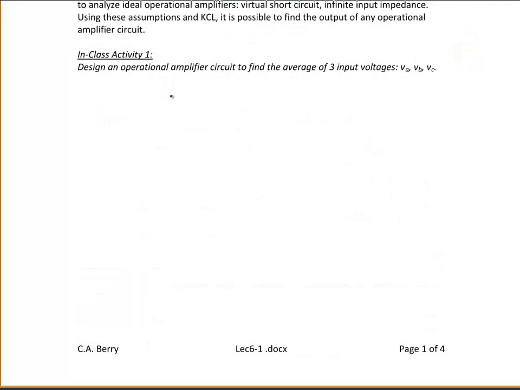Okay, let's get started. So in-class activity 1 states, design an operational amplifier circuit to find the average of three input voltages VA, VB, and VC. First, recall what average means. So, VO would be equal to VA plus VB plus VC divided by 3.